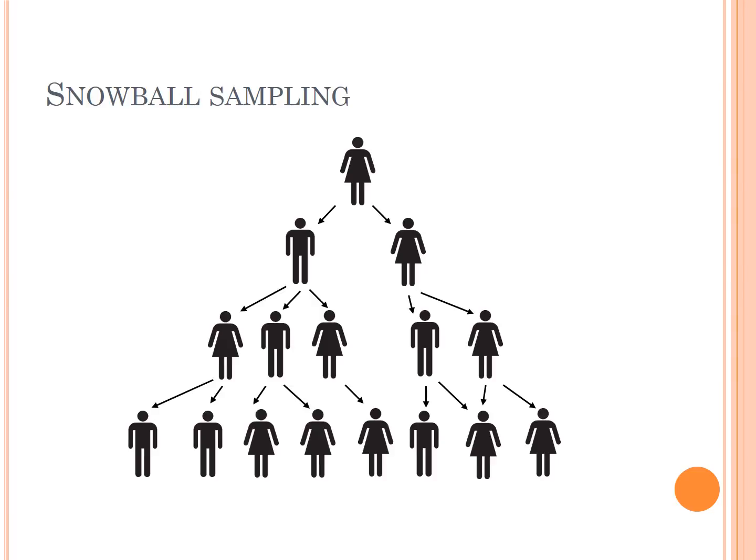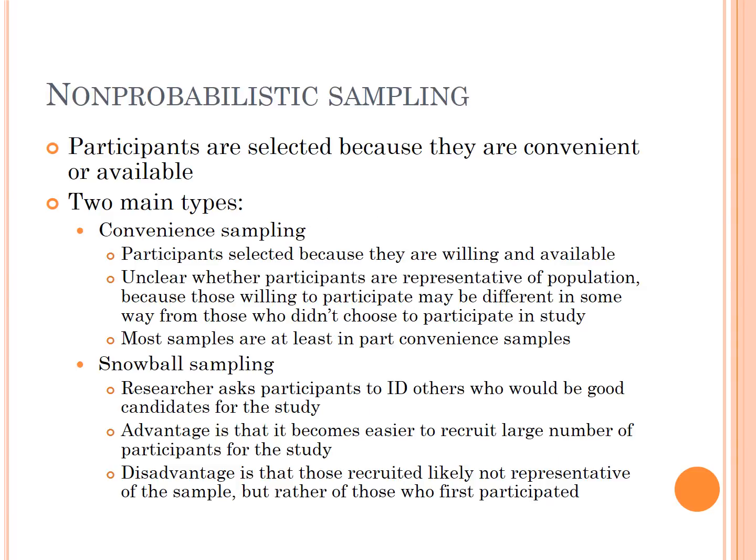In the next video, we will discuss the different ways that we understand how many people in a sample are appropriate. Before then, this is a slide for your reference to identify what non-probabilistic sampling is, the two main types, their definition, and what some advantages and disadvantages of each form is.